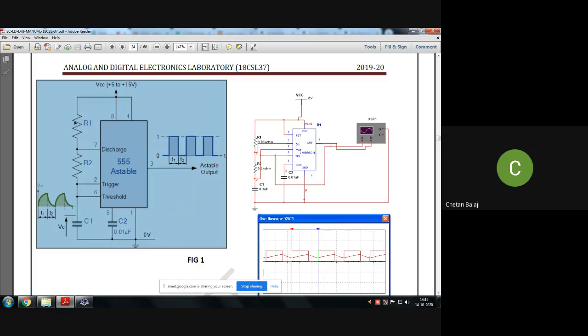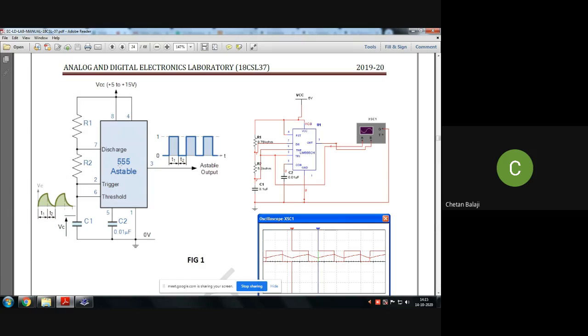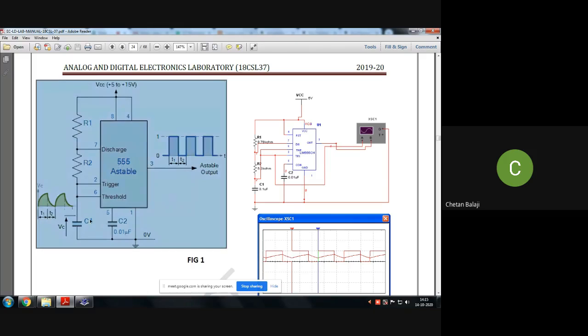Okay, so we have to find out R1, R2 and C1. In this question, this experiment, design means what we calculate. We have to find out the value of R1, resistor 1, the value of R2, resistor 2, and the value of capacitor 1, C1. So you have to find these three. To find these three we have the formula here.